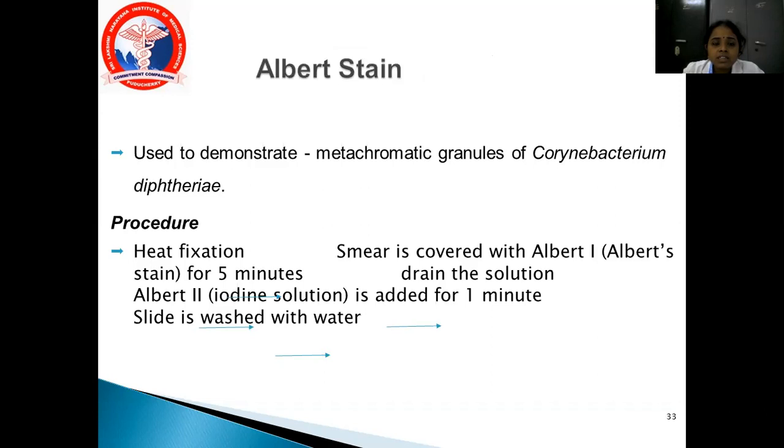And Albert stain is another differential stain. We finished Gram staining and acid-fast staining, and the next differential stain is Albert stain, which is used to demonstrate the metachromatic granules of Corynebacterium diphtheriae. In the procedure, we use heat fixation. The smear is covered with Albert 1 for 5 minutes, and Albert 2, an iodine solution, is added for 1 minute. The slide is washed with water.